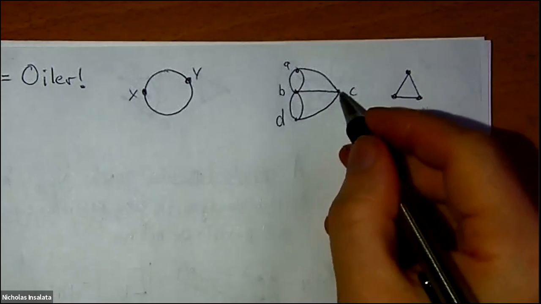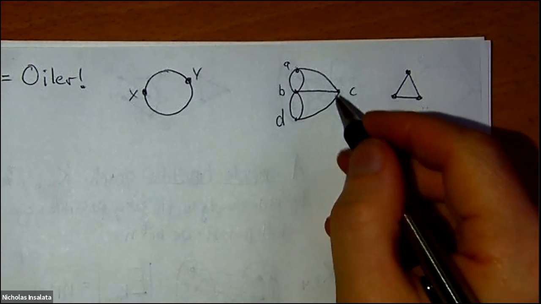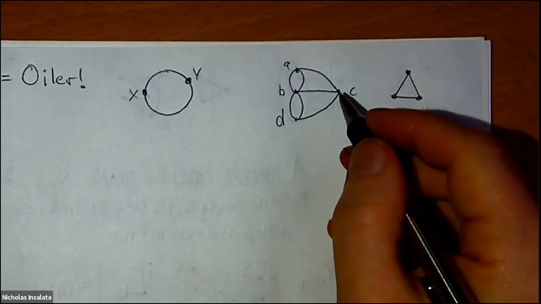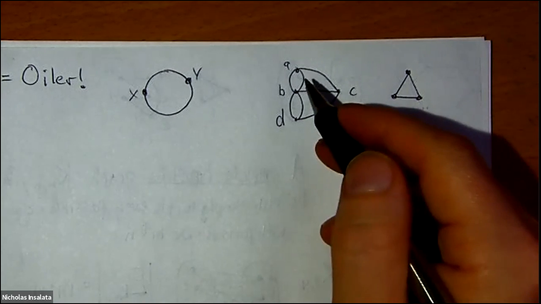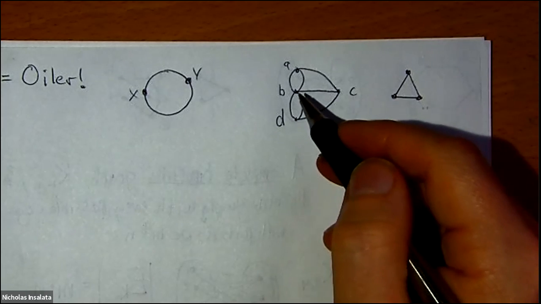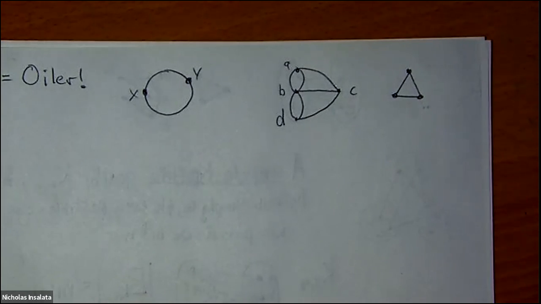Oh, okay. Three edges are emitted from C. Okay, I got you. So you mean the degree of C is odd, I guess, right? Yeah, okay, got it. So C has an odd degree. Let's see, who else has an odd degree? So do A and D and B. Actually, they all have an odd degree. So all of the vertices have an odd degree.